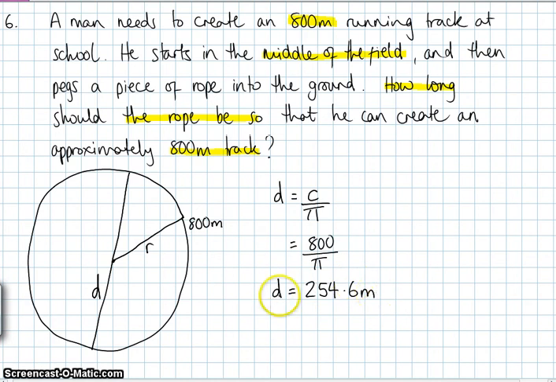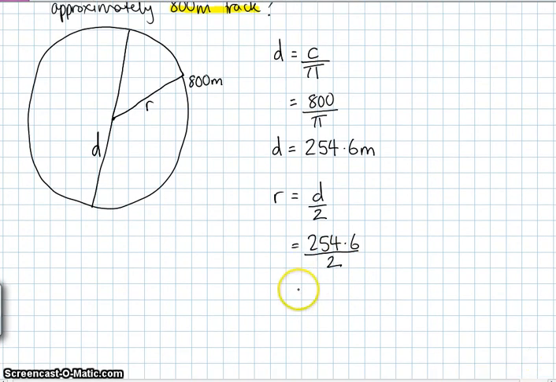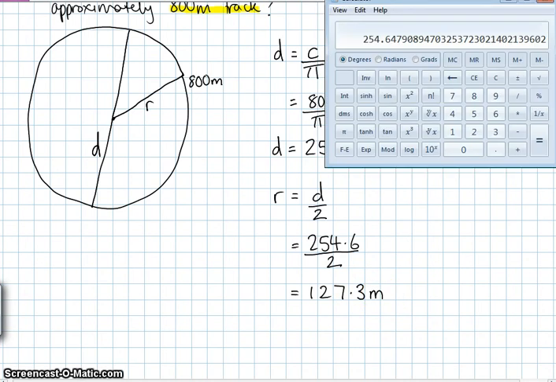But don't forget, this is the diameter. We don't want to know the diameter, we want to know the radius. Radius is d over 2. 254.6 divided by 2, which is 127.3. 127.3 meters. Okay, just to check my maths mind isn't broken, let's just divide that by 2. 127.3. Yep, correct.